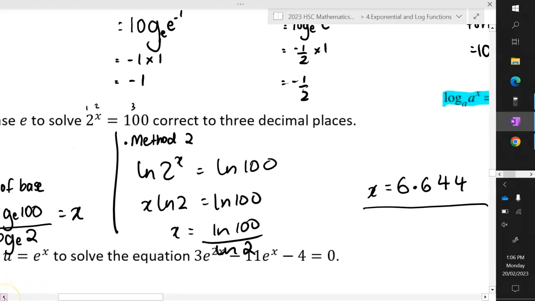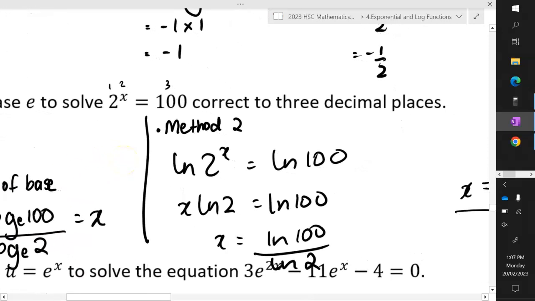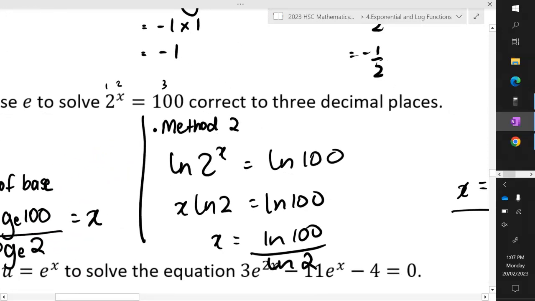Now, there is another method. If you do not like that method, or if you find that you can't remember the order that the logarithm is supposed to be in when we're changing it from an exponential, what you could do is take the log of both sides. You don't need to use this method if you don't want to. I'm giving you the option.